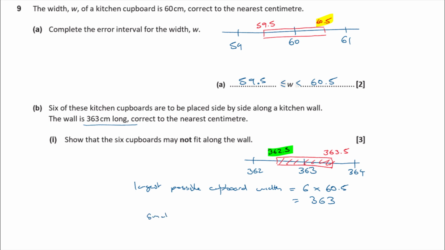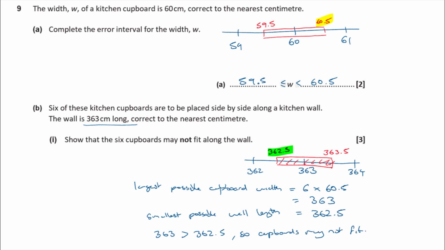So the smallest possible wall length equals 362.5, and because 363 is greater than 362.5, the cupboards may not fit. So it's may not fit, not definitely won't fit. Depends, doesn't it? It depends if all those cupboards are at the upper end of the scale, and the wall is at the lower end of the scale. Then yeah, there's a possibility that they won't fit. Okay.